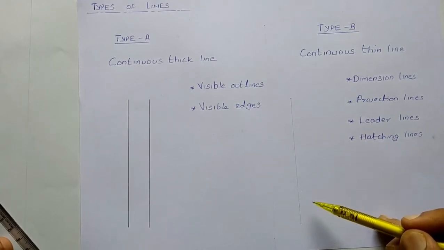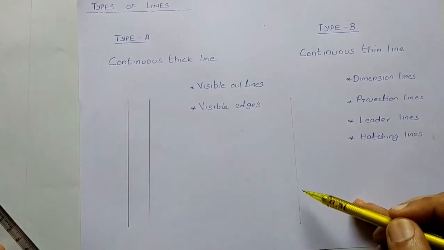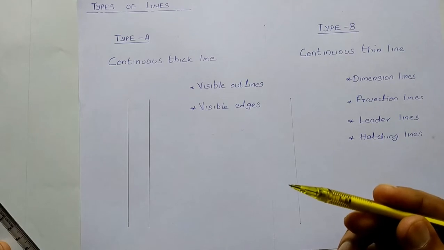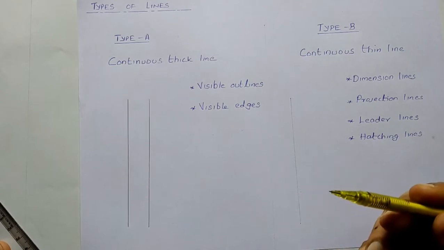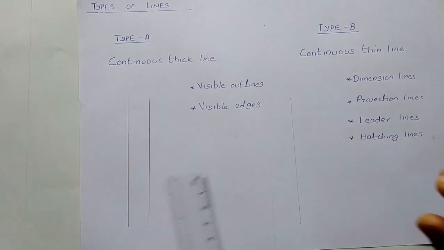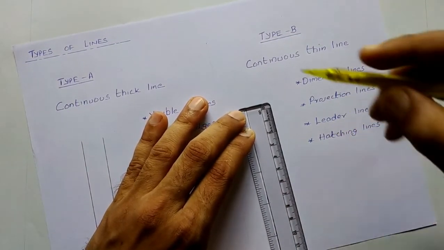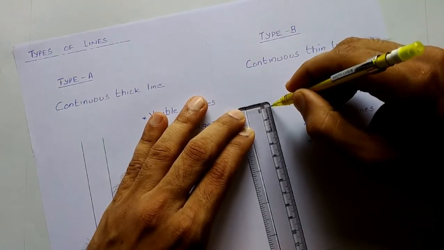So what is the difference? Why did these two lines become different, although I have drawn them with the same pencil? The only difference is how much pressure you are applying. Okay, so this is a continuous thin line. We shall draw it once again. We shall draw a continuous thin line of 10 centimeter length.